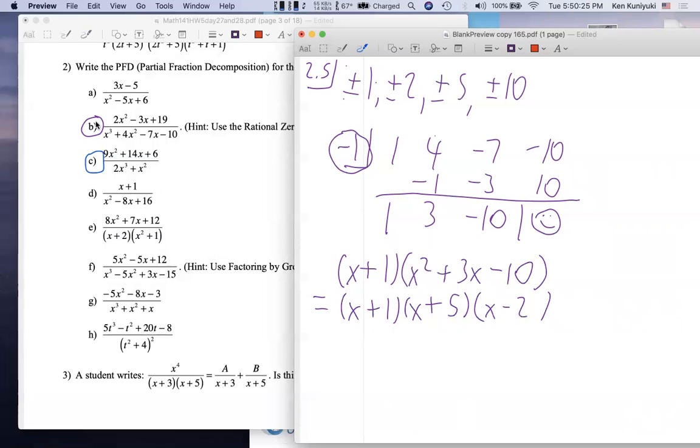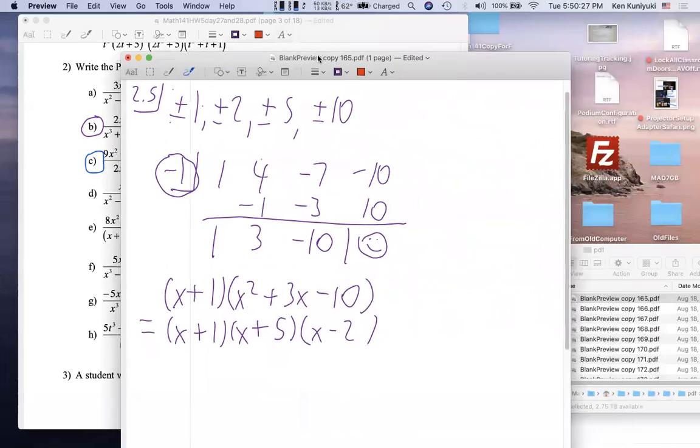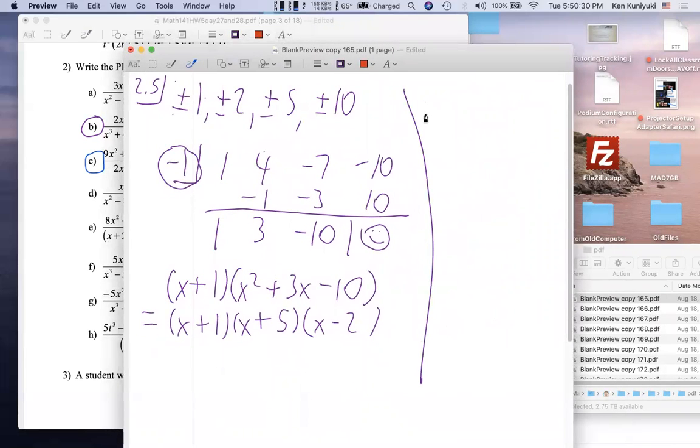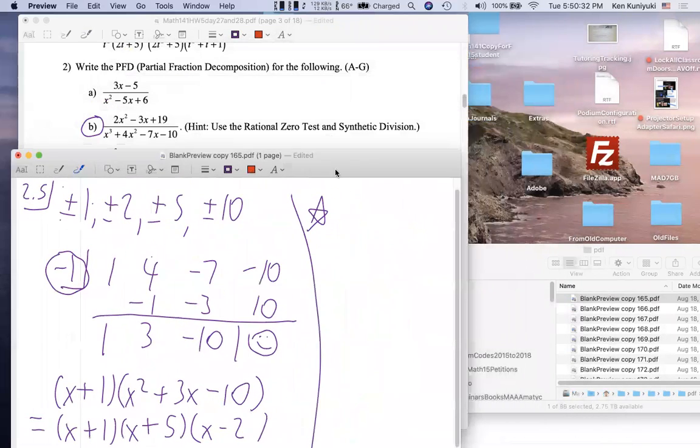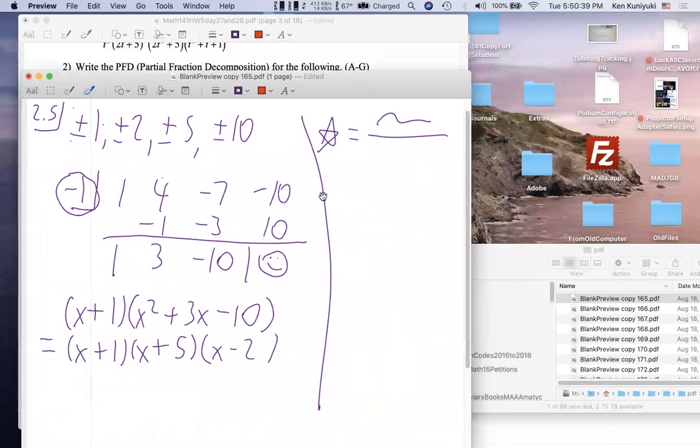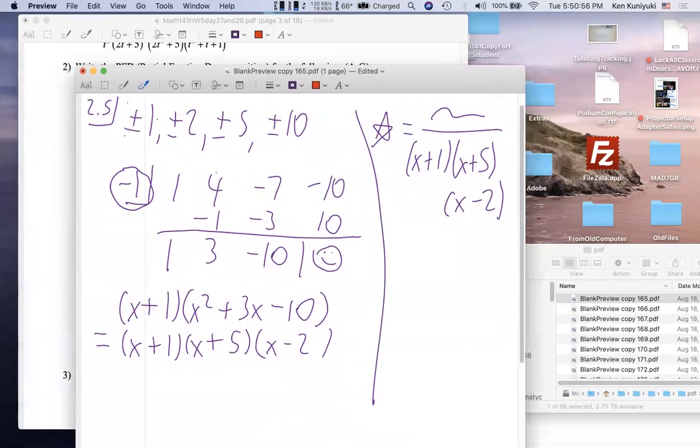Okay, so I'll write this as star. So star, that expression I'm giving you, is equal to the numerator over the factored denominator: x plus 1, x plus 5, times x minus 2. I should have gotten a new page. And then we continue it like we would the other problems, correct?